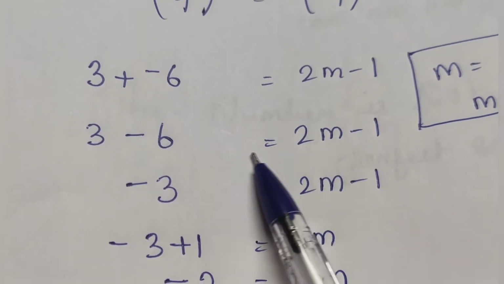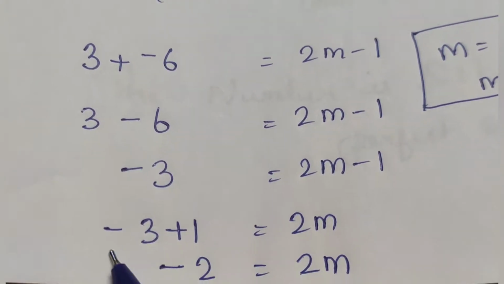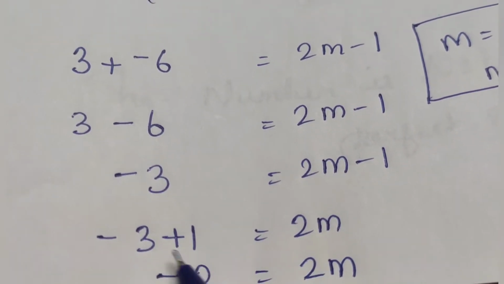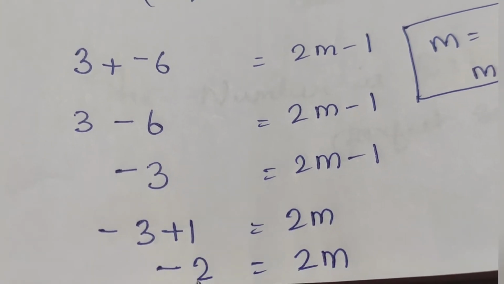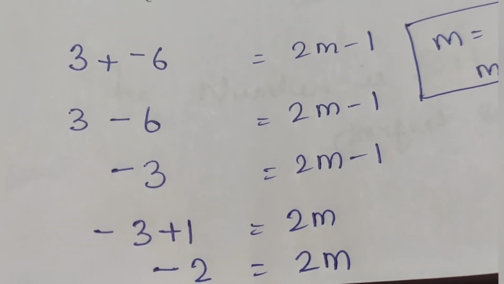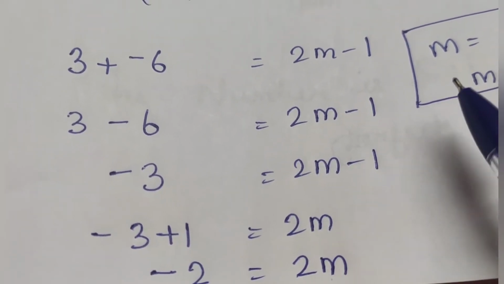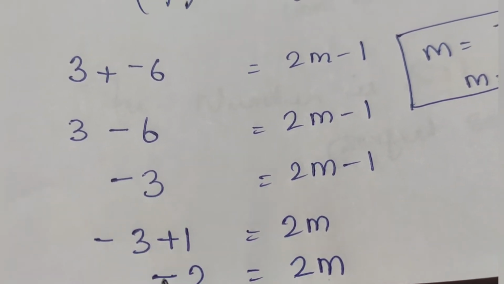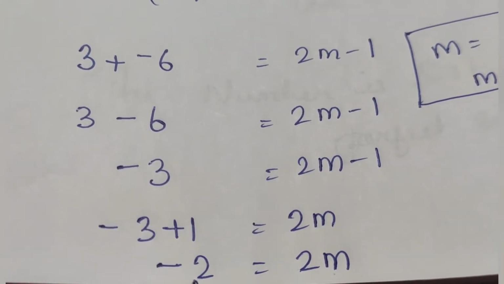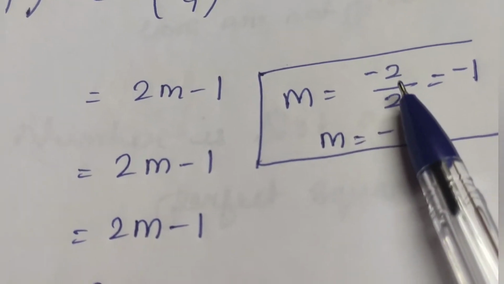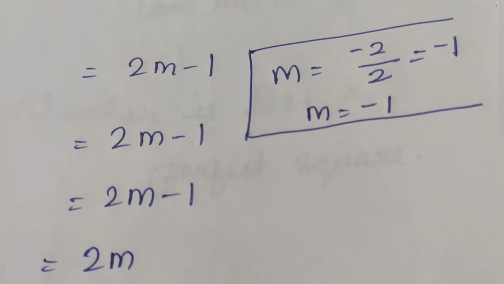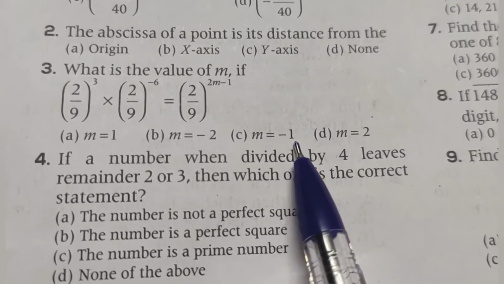When you transport minus 1 to this side, it becomes plus 1. Minus 3 plus 1 is equal to 2m. Minus 3 and plus 1: unlike symbols, subtract them. 3 minus 1, 2. And the symbol of the bigger numeral, 3, is minus. So minus 2 is equal to 2m. So m equal to minus 2, 2 goes this side. When 2 is transported, multiplication becomes division. So m is equal to minus 2 divided by 2. Therefore m is equal to minus 1. Option C, m equal to minus 1.